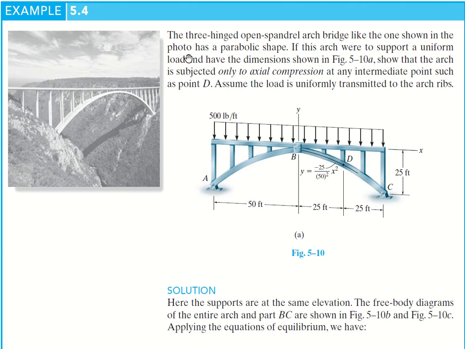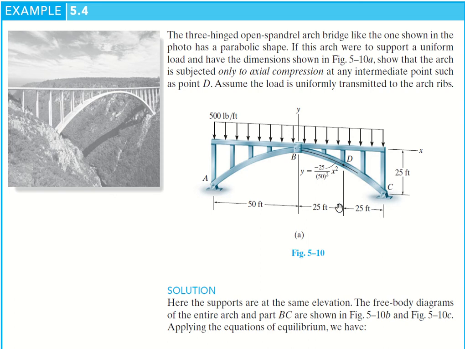Now the first example, 5.4, is about the three-hinged open spandrel arch bridge like the one shown in the photo. This is the photo, it has a parabolic shape. If this arch were to support a uniform load and have the dimensions shown in figure 5.10a, these are the dimensions, right?